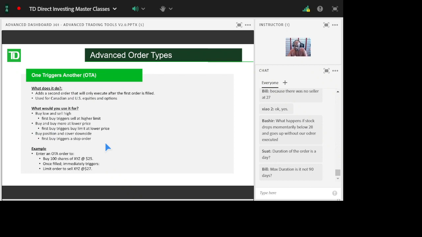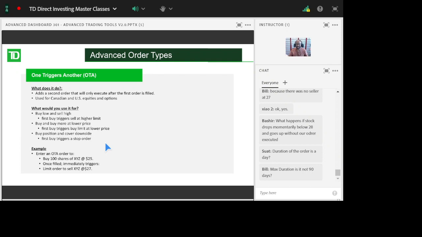All right. Just before I do that, Bill says max duration. Is it not 90 days? Bill, good question. Fantastic question. The duration on the order type depends on the market on which you're trading. In the Canadian market, the maximum allowable time frame is 90 days. But on the US market it is different.